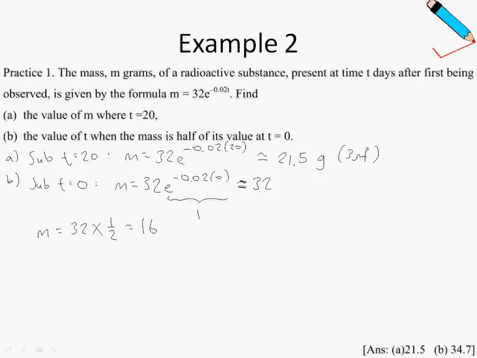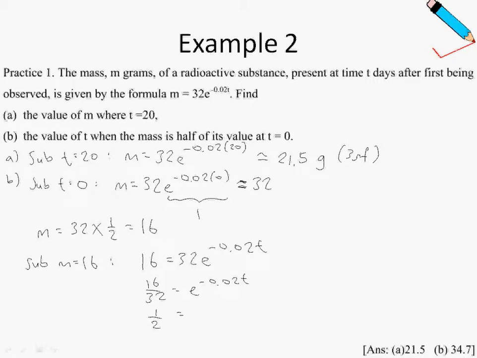And we want the value of t when the mass is 16. So now we will sub m equals 16 into the original equation. So 16 equals 32 e to the power of negative 0.02 t. And how do we solve this? We divide the 32 over first. So 16 over 32 equals e to the power of negative 0.02 t, and this is just half.